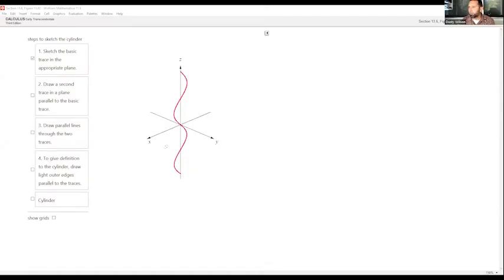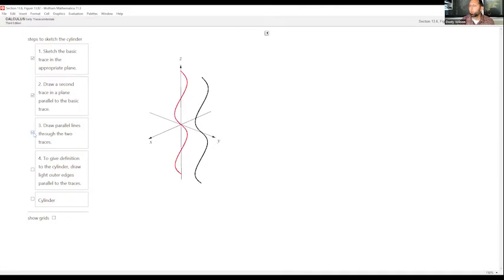Here's an animation to show that same curve sketching process. So we start by sketching the basic trace on the appropriate plane. In this case, that appropriate plane would be the xz plane. Notice how that red curve is sitting on the xz plane. Then we draw a second trace in the plane. So again, they're both living on planes parallel to the xz plane. I think I said xz axis, I meant xz plane earlier.